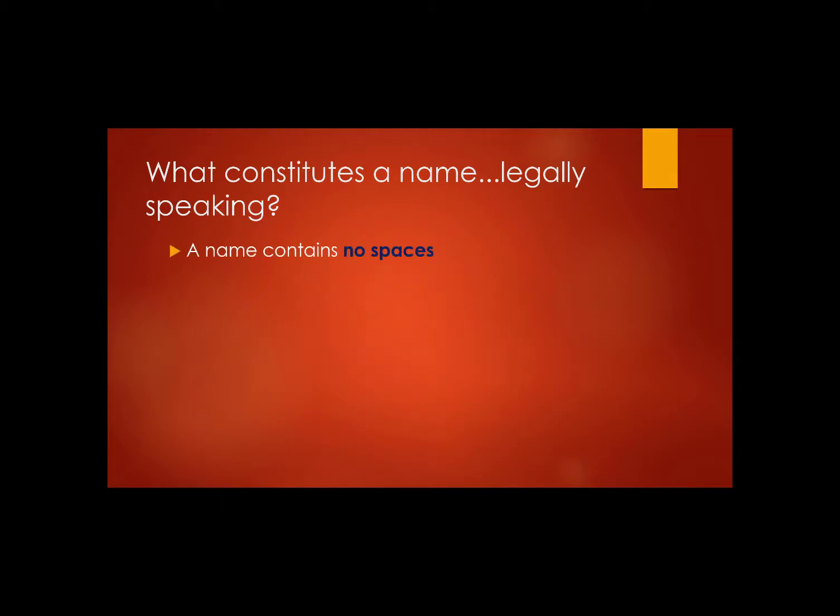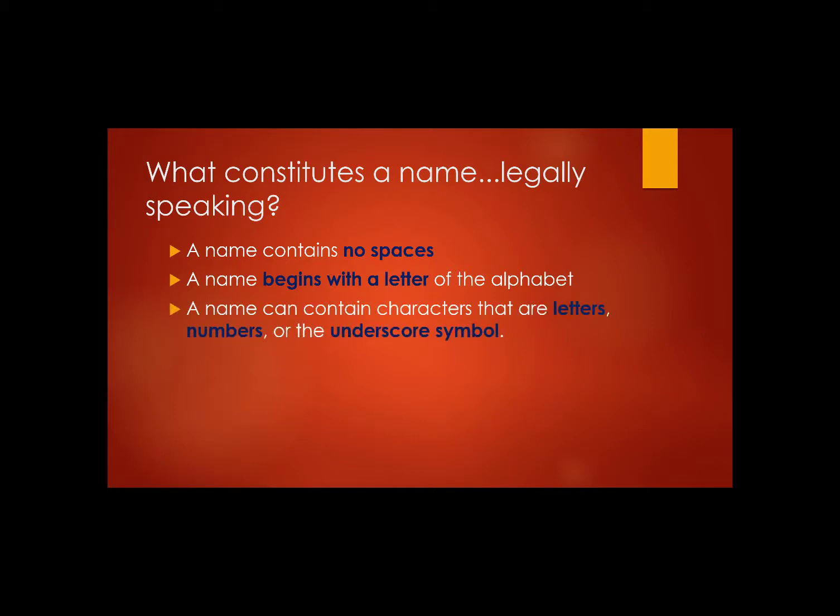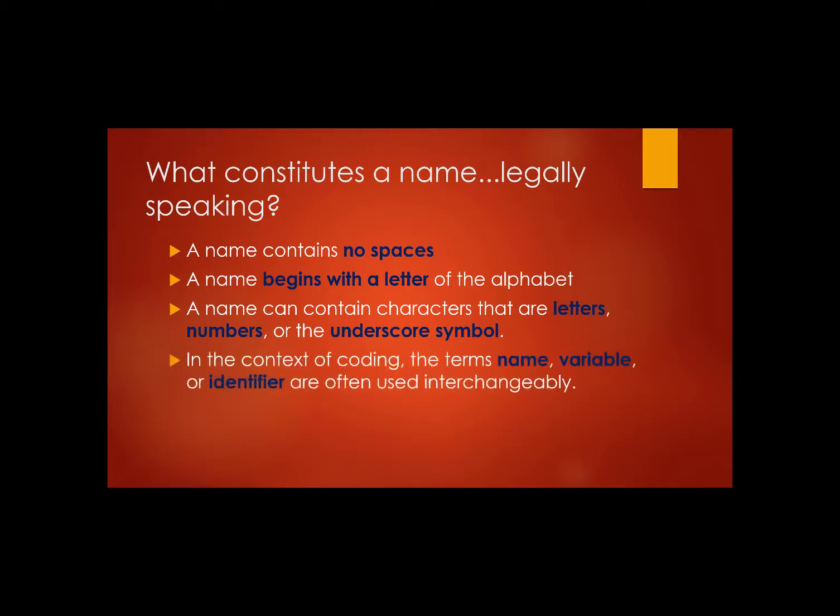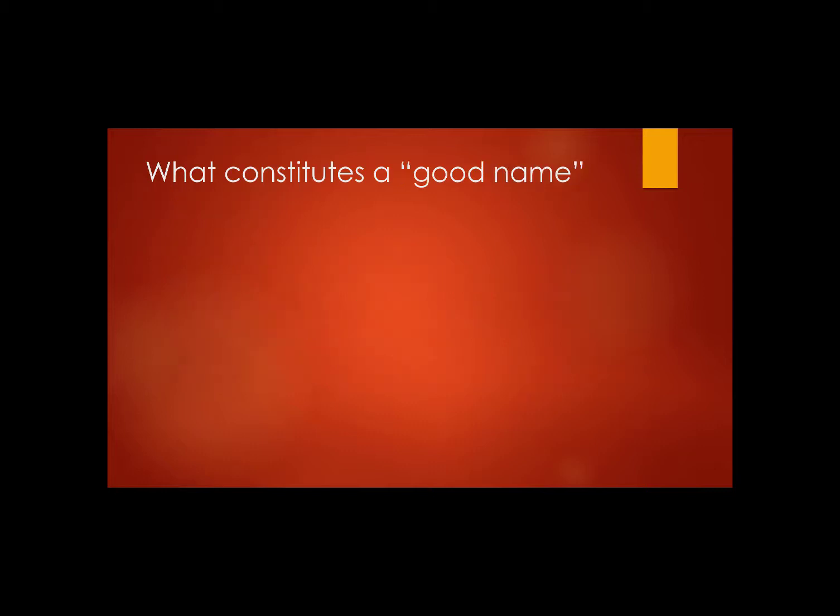So when you're talking about coding, a name has no spaces. It begins with a letter of the alphabet and can be followed by other letters, numbers, or the underscore symbol. And in the context of programming or coding, the terms name, variable, or identifier are often used interchangeably. So that's what constitutes a name legally. But what constitutes a good name? So a good name is a name that's meaningful and easy to remember.